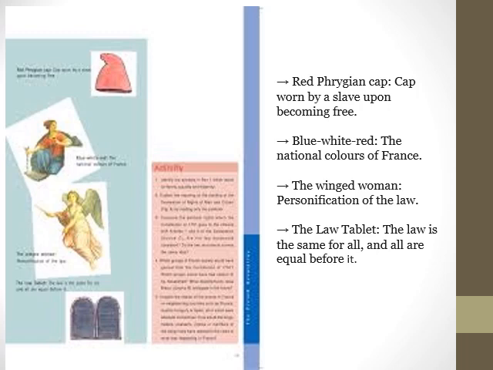Apart from those symbols, there were some other symbols like the red Phrygian cap worn by the slaves upon becoming free. Blue, white, red, the national colors of France. The winged woman, personification of the law. The law tablet: the law is the same for all and all are equal before it. So with these symbols, they just wanted to express what exactly they wanted, the freedom of speech, in the form of symbols.